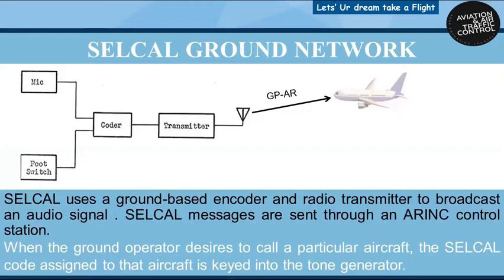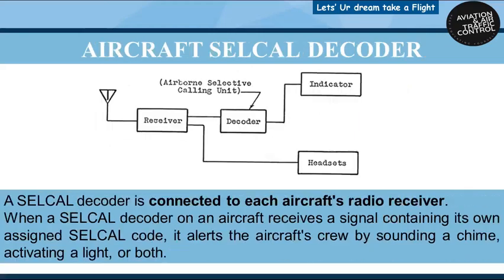Selcal uses a ground-based encoder and a radio transmitter to broadcast an audio signal. When the ground operator desires to call a particular aircraft, the Selcal code assigned to that aircraft is keyed into the tone generator. The tone pulses generated in the ground station tone generator are transmitted to the aircraft via the ground-to-air transmitter. A single selective call consists of a combination of 4 pre-selected audio tones.